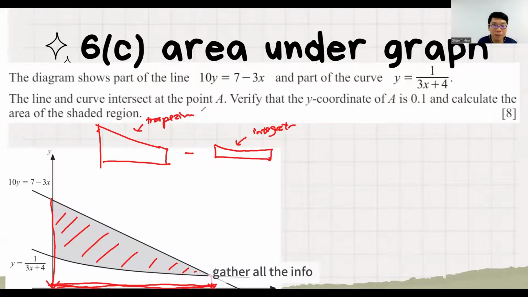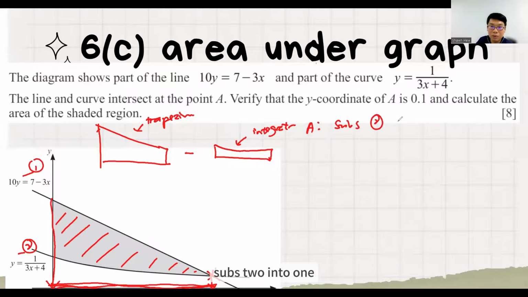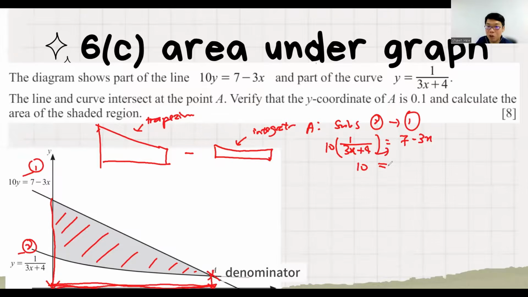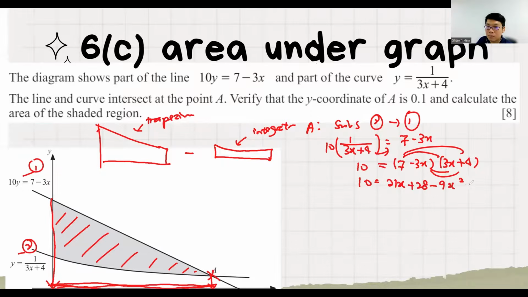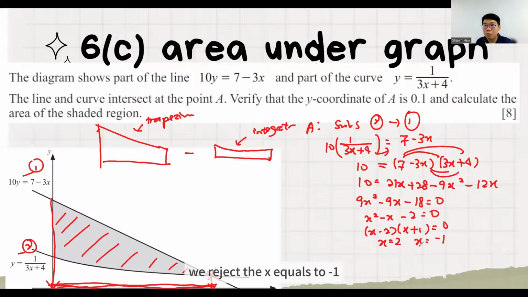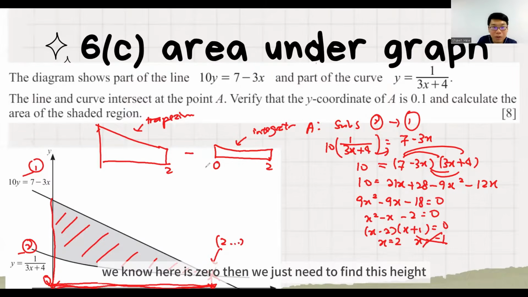So let's gather all the info. So we need to know what is the coordinate A, the intersection point. So equation 1, equation 2, we solve simultaneously, sub 2 into 1. Then I remove my denominator by multiplying it to the right. We reject x equals -1 because can you see my A coordinate is after x equals 0. So x is 2. So we can confirm here is 2. We know here is 0. Then we just need to find this height.